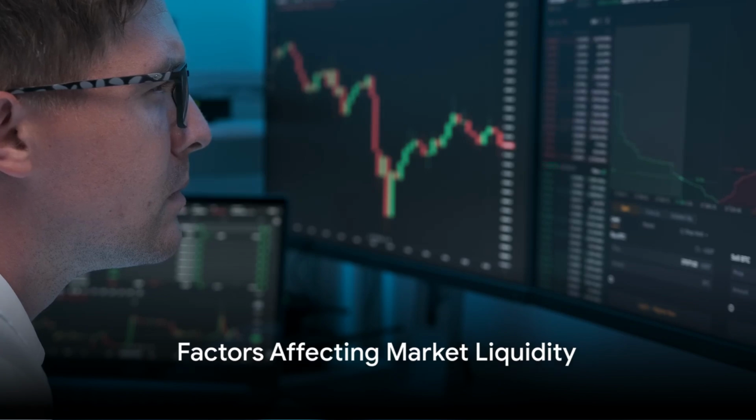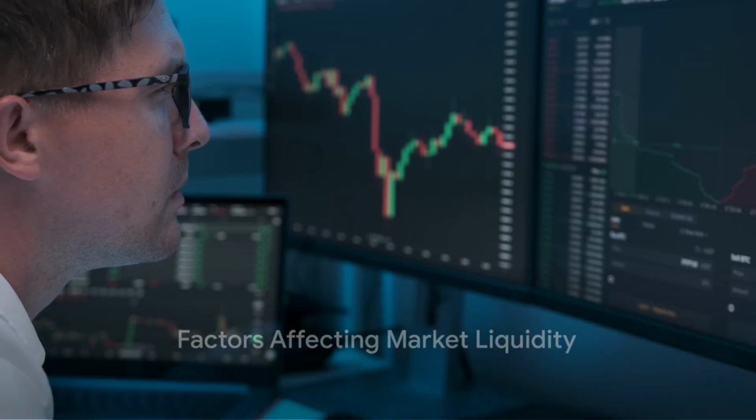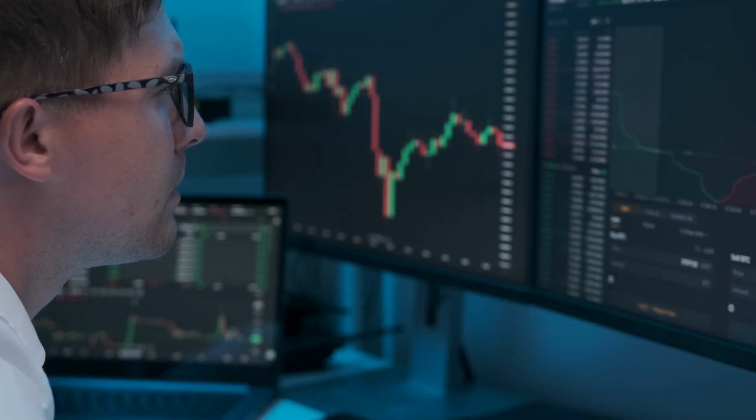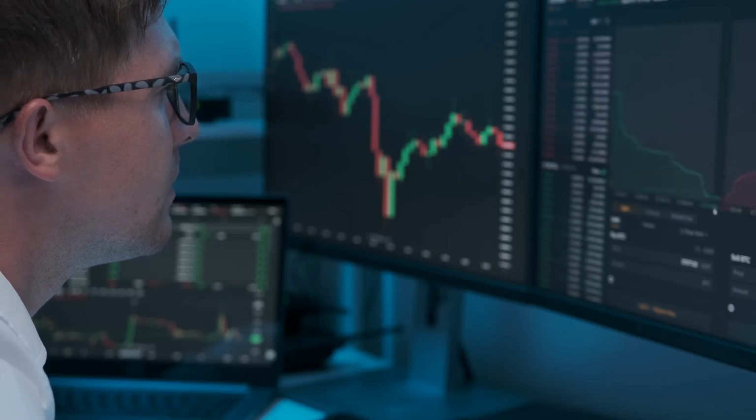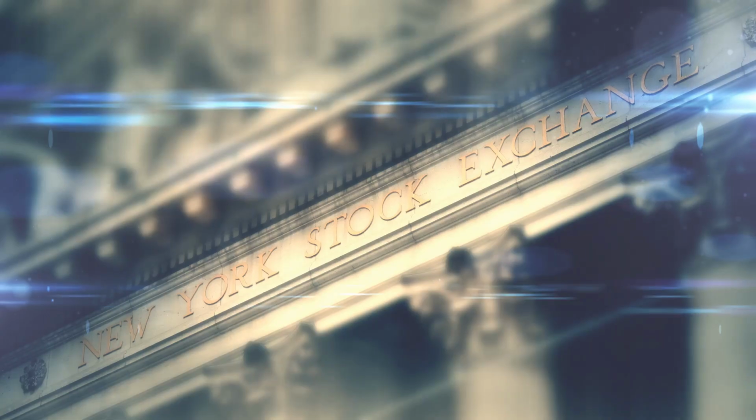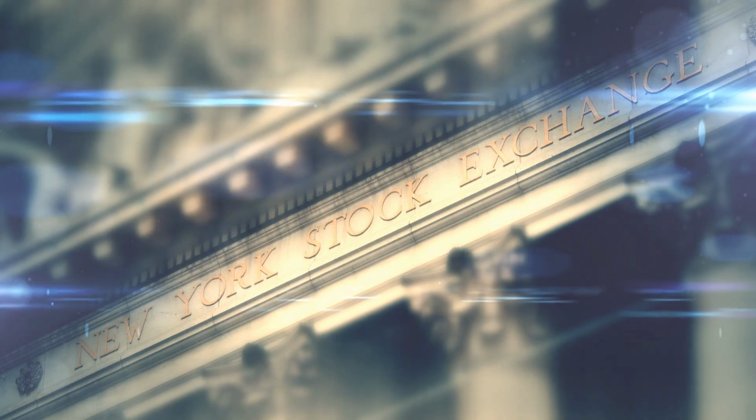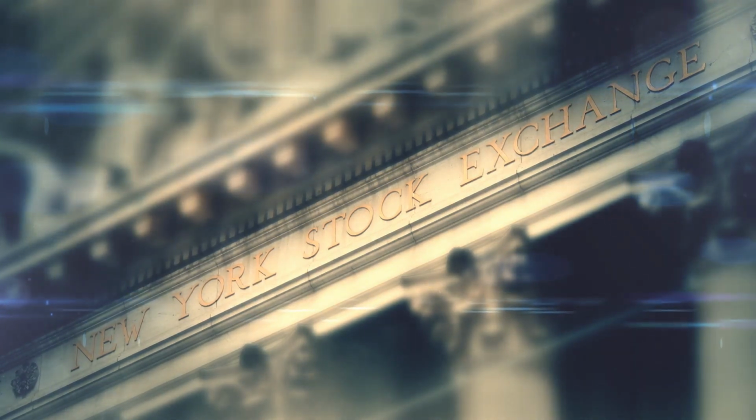Liquidity doesn't exist in a vacuum. Several factors influence it in the market. Let's delve into a few key elements that contribute to market liquidity. First off, market participants. A market thrives on its participants, the buyers and sellers.